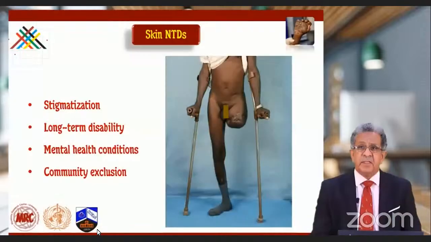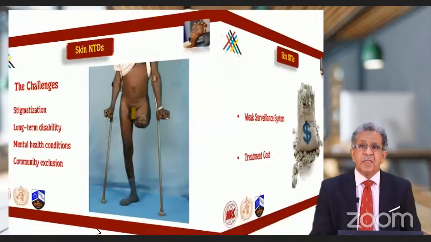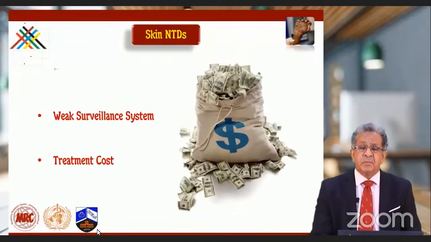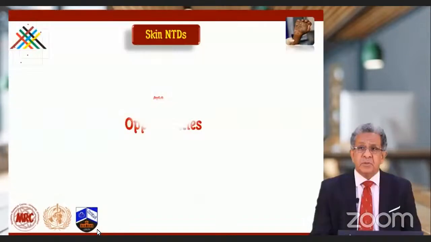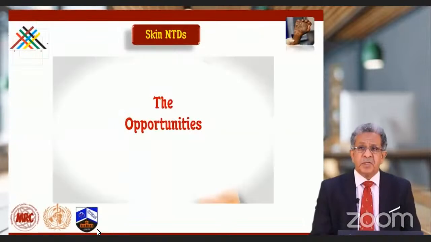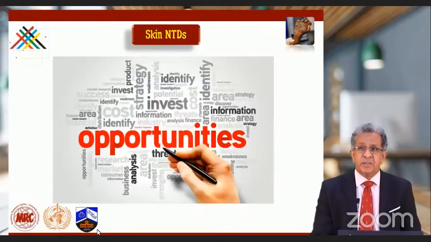These skin entities will induce stigma, long-term disability, mental health conditions, and community exclusion. Again, weak surveillance systems. The cost of this surveillance system and the cost of the treatment are important challenges facing clinicians dealing with these patients. The opportunities are many, and we should grab these opportunities to improve the quality of life of patients affected with skin entities.